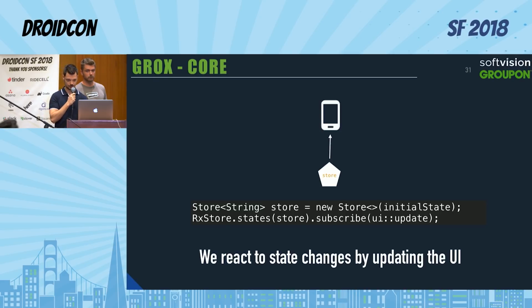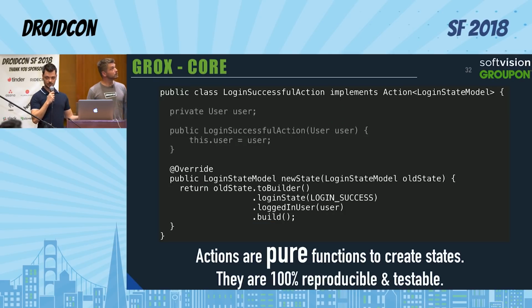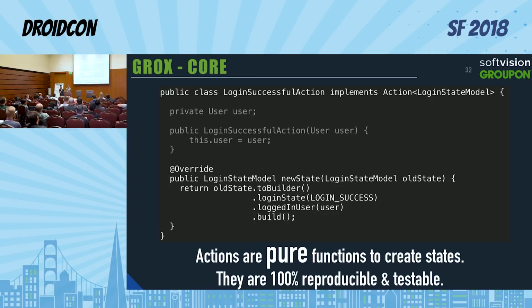Let's see what an action looks like. You create an action by implementing the action interface, which is typed to the state model, in our case the login, and then you override the new state method that will receive the old state that you will use to create the new state. In this example, we are using auto value, and from the old state, we just override the login state with a login success, and we also save the logged in user that we receive from the network or from the database. The important thing here is that actions are pure functions to create states.